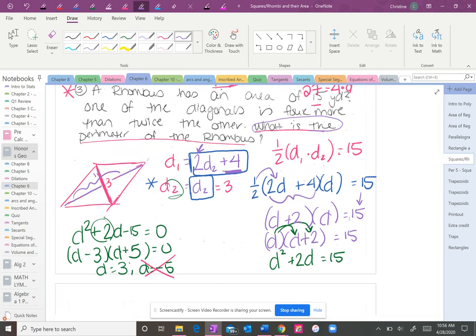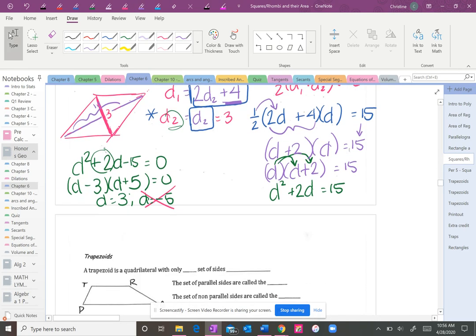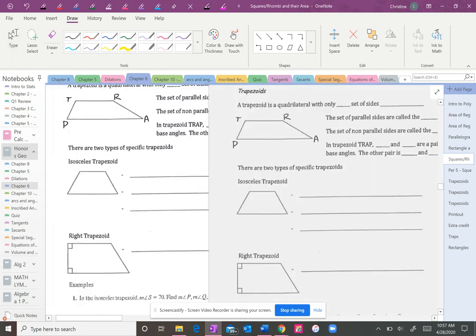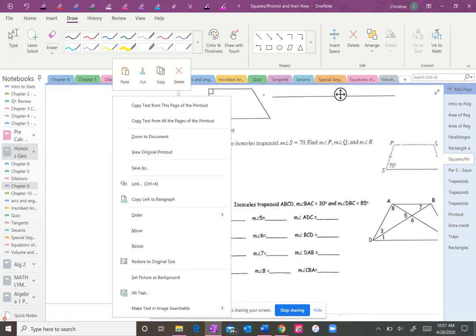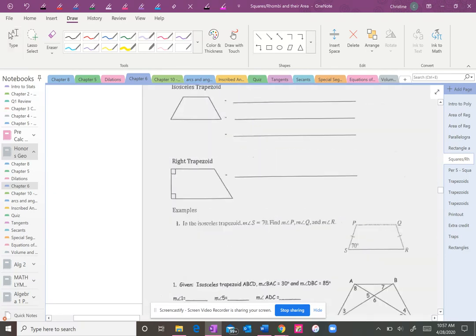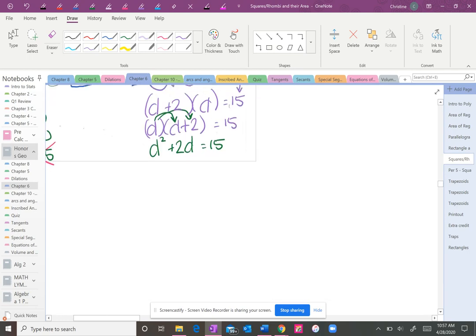Let me not erase this because I'm going to post this for you. Trapezoids, that's next. Let's move that over until Thursday. All right, here we go.